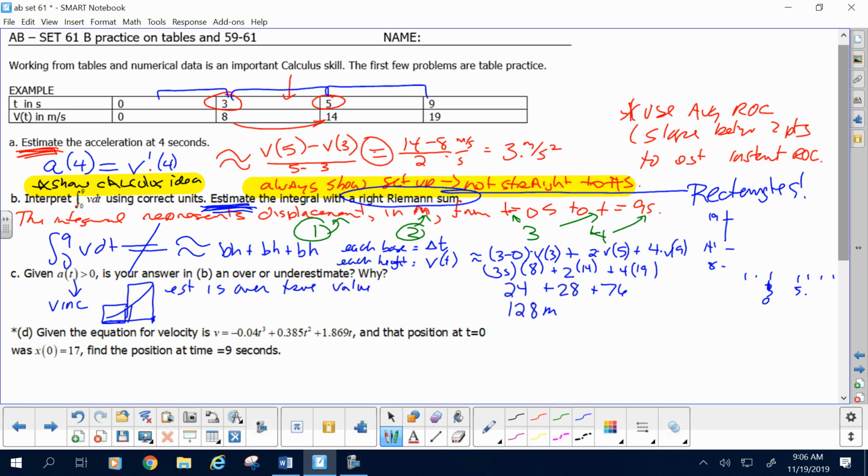because, please don't say because the rectangles are bigger than the curve. I understand, that's not math. Okay, because we used right rectangles on an increasing function.